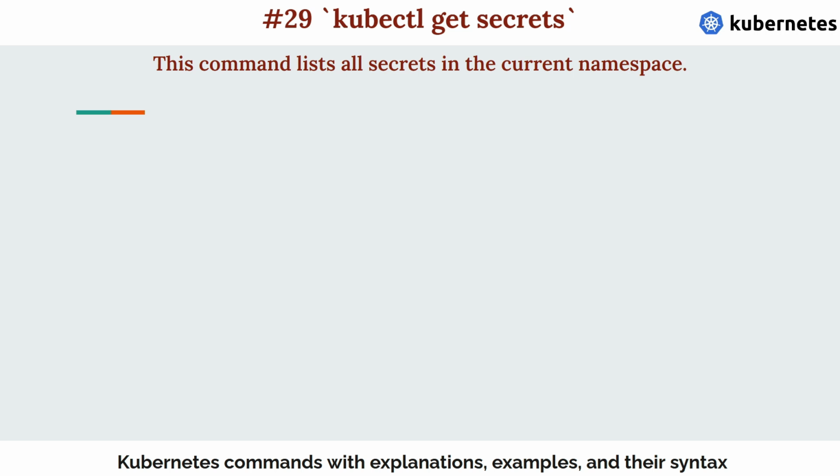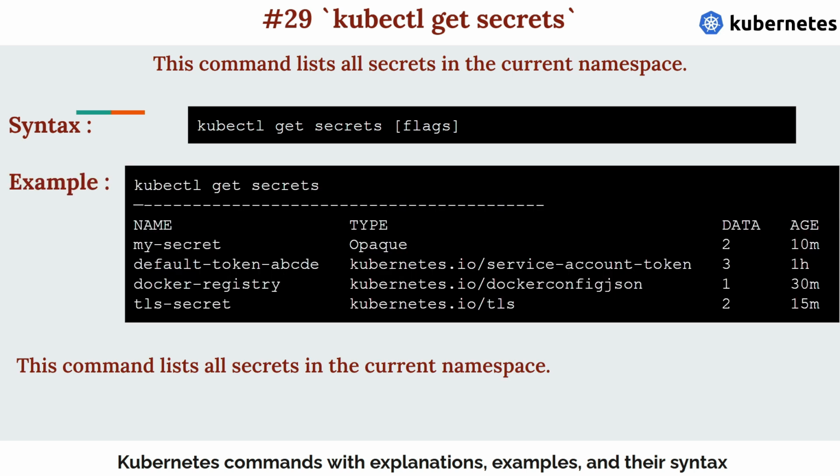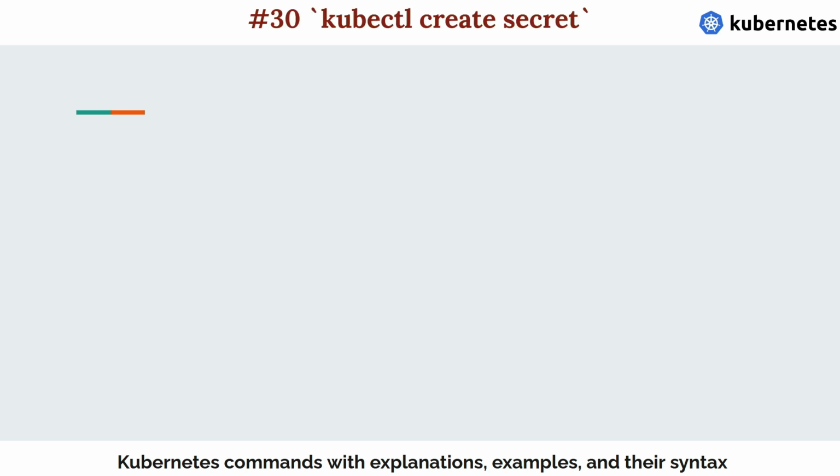Let's see the syntax. The usage of the kubectl get secrets command starts with the kubectl get secrets keyword and flags. This command lists all secrets in the current namespace. Next command is kubectl create secret.